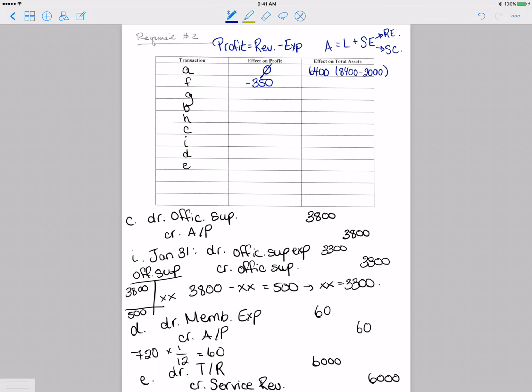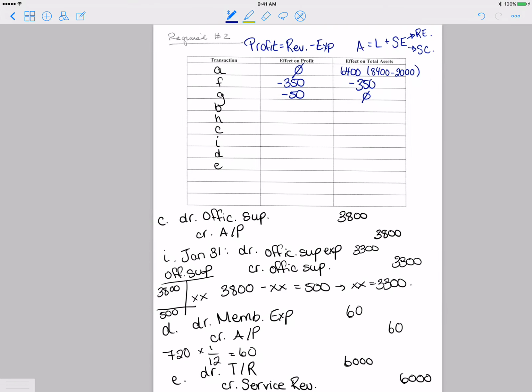So we also know that here we have an effect on profit, and we also have an effect on a contra asset account, therefore decreasing in assets. So we have a decrease again of 350. Now, for the interest that we've incurred on the note payable of $50, that decreases profit by $50 because we have an expense. However, we have no effect on our total assets.